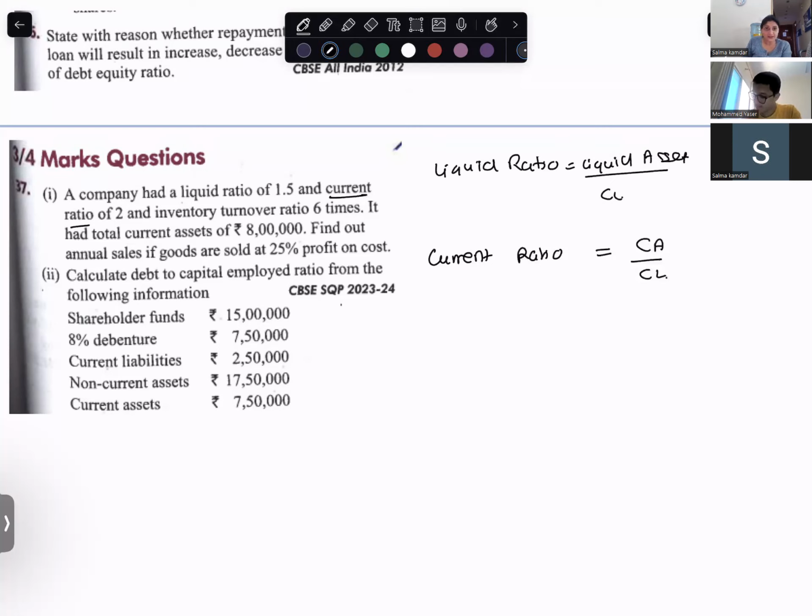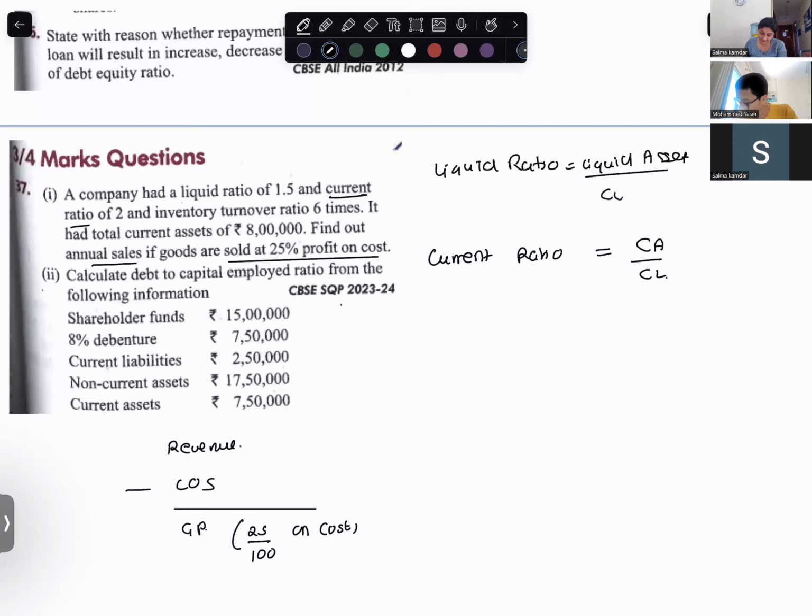Okay, what do they want me to find out? They want me to find annual sales if the goods are sold at 25% profit on cost. That means they want me to find out revenue minus cost of sales, so I will have gross profit. Gross profit is 25% on cost. Are you with me? Okay, fine. Come on, let's read.